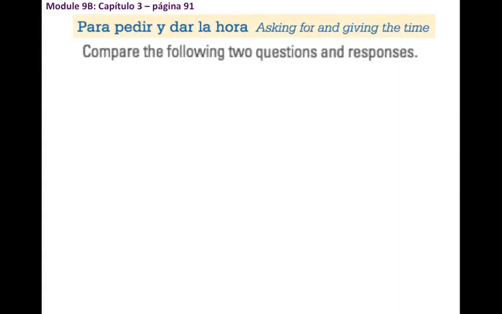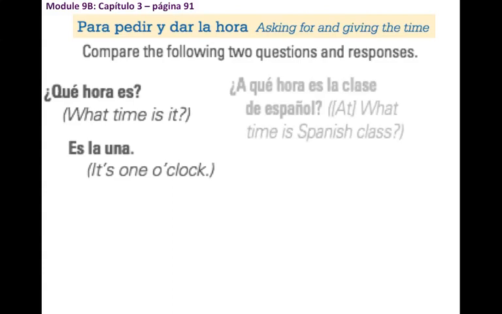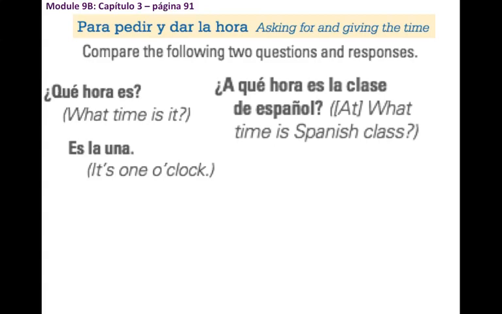Muy bien, now compare the following two questions and responses. A tiny bit to add here. If you're asked the question, ¿qué hora es? Here's one way to answer: es la una, son las dos, etc. Look at the difference in this question. ¿A qué hora es la clase de español? What little word do you notice is making a big difference here? The tiniest little word in the question. A, which means at.